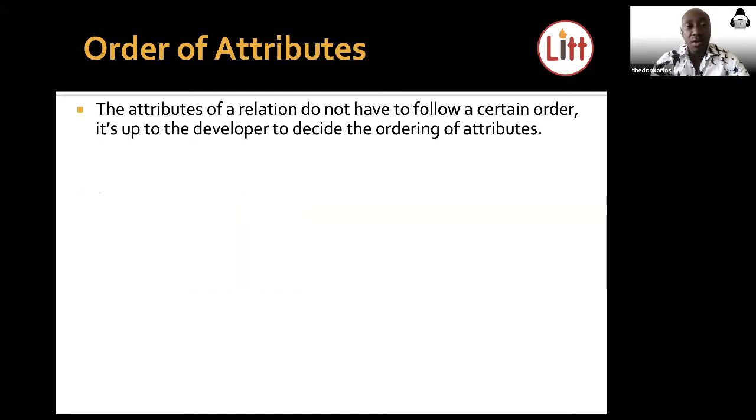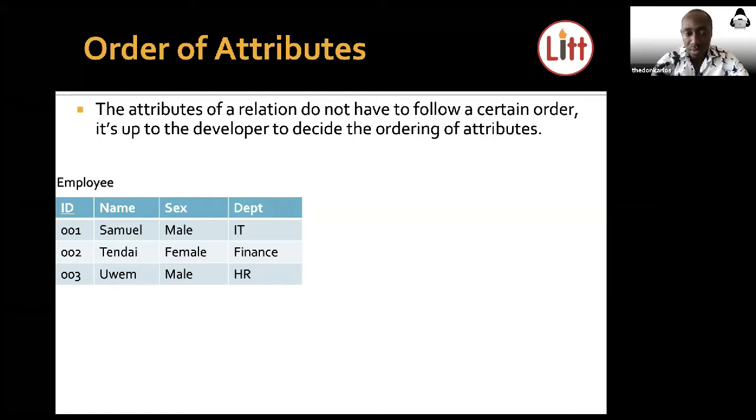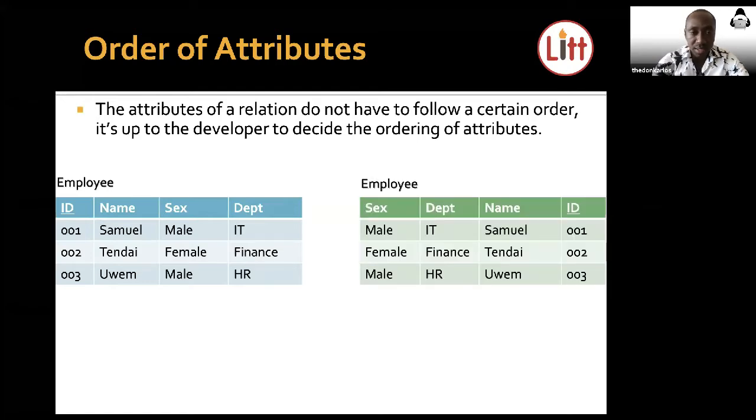The same way with the order of the attributes. The attributes of a relation do not have to follow a certain order. It's up to the developer to decide the ordering of the attributes. When we look at these 2 data sets also, the same employee contains the same set of values, but you realize that the arrangement of the columns or the attributes are different.